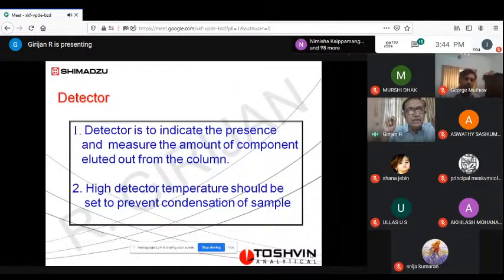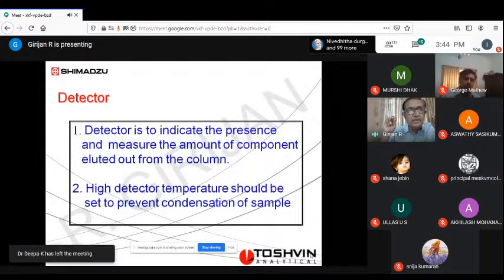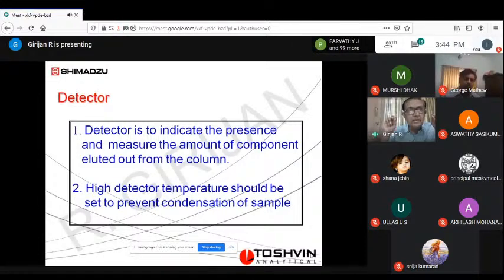Okay, now the detector temperature also should be more than the final column temperature. I have written the sentence as a second sentence. High detector temperature should be set to prevent condensation of sample. Suppose your column is going to 250 degrees, your detector should be 270 degrees, 250 plus 20.